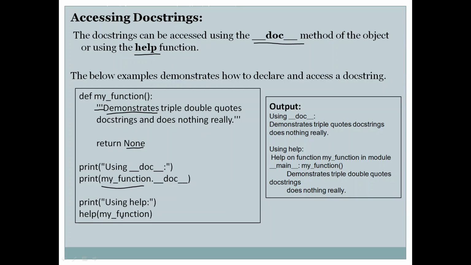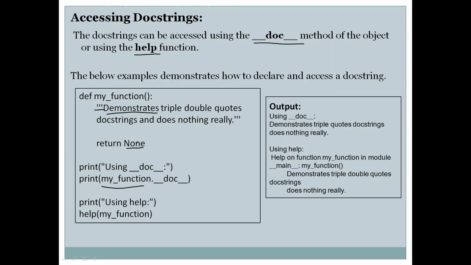Even in this case it will return the documentation string associated with my function. Now you can see the written output of this. It has written the documentation string. So like this you can add documentation string inside your functions or even inside the class module or method.